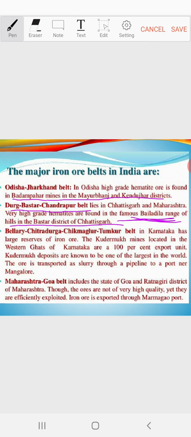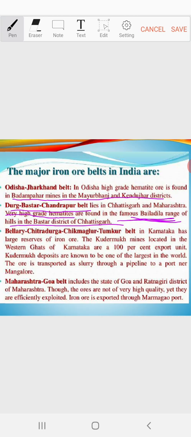And here also very high grade hematite iron ore is found, and it is exported through the Visakhapatnam port. Now next, the third most important. I am saying third, but as per the importance, this is a very important iron ore belt of our country.